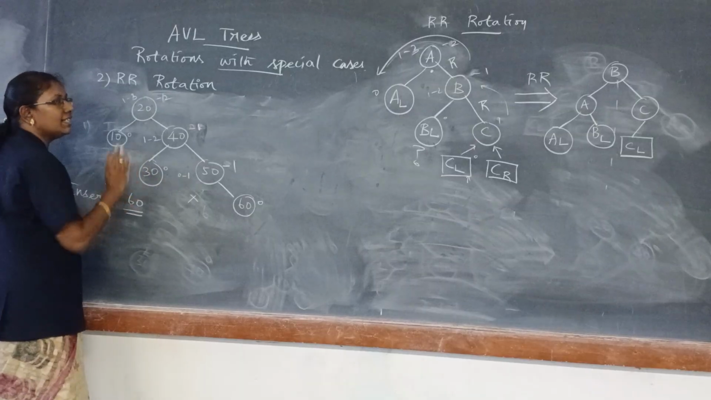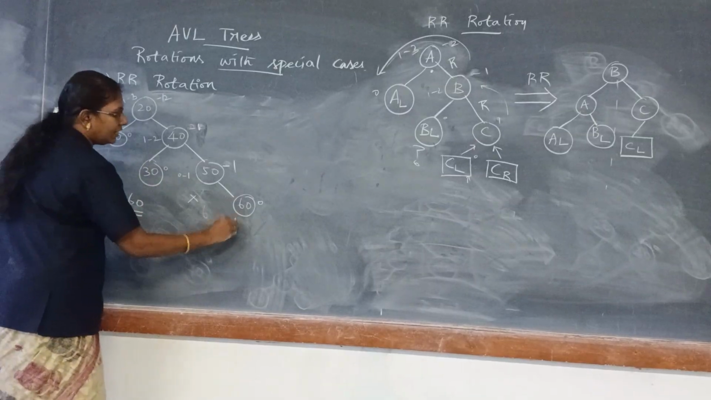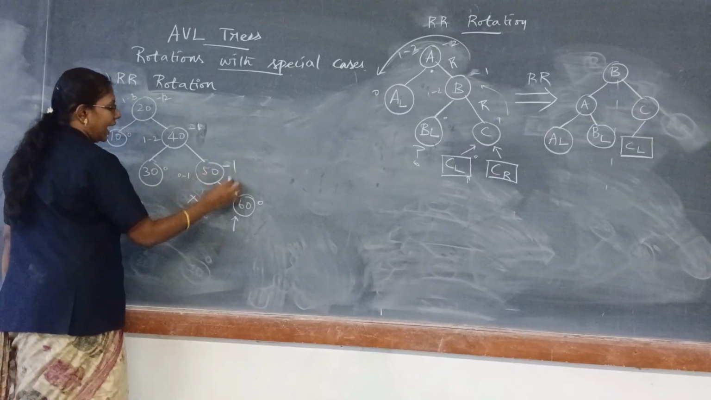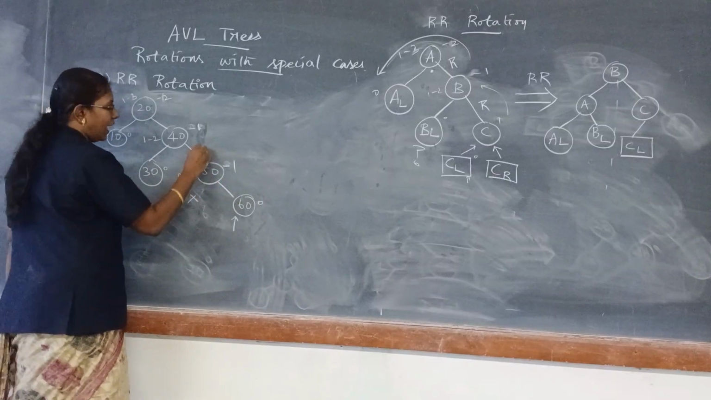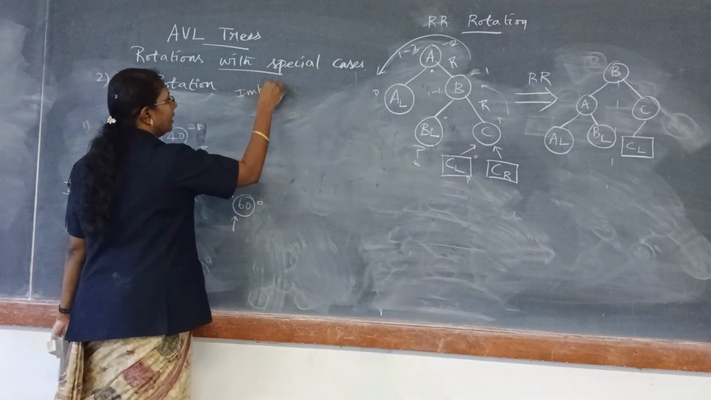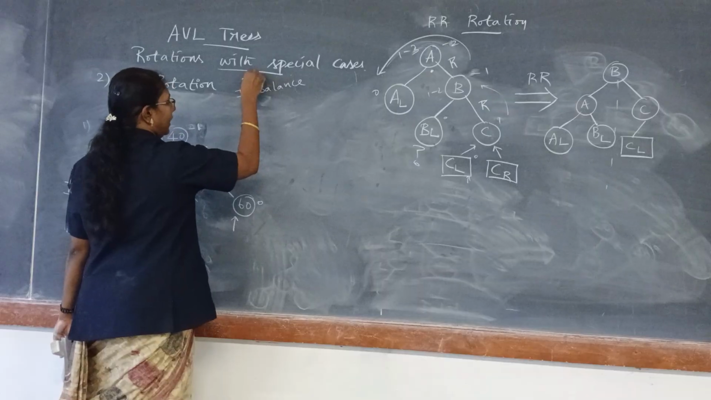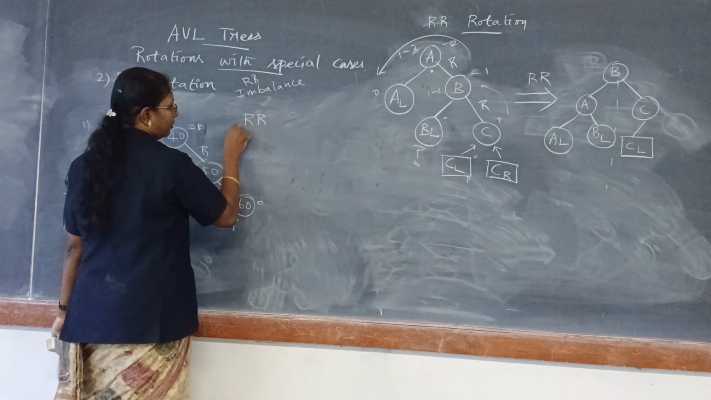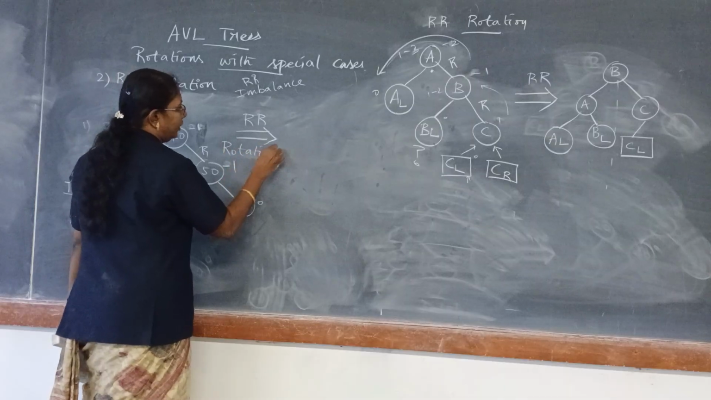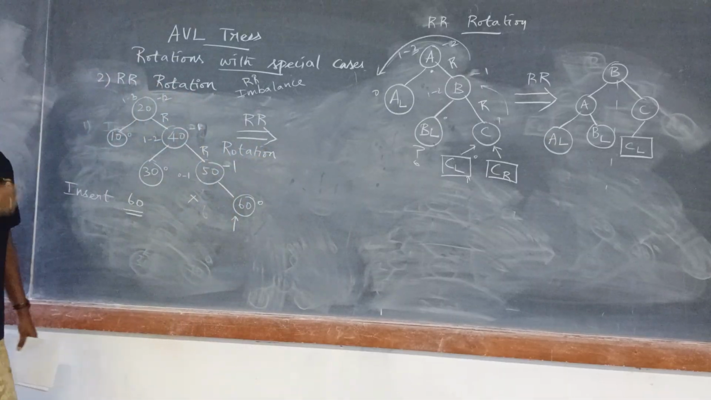So what type of imbalance occurred? It occurred while inserting node 60 into the right child of the right subtree. So the imbalance that occurred is an RR imbalance. So I need to perform RR rotation to correct the imbalance.